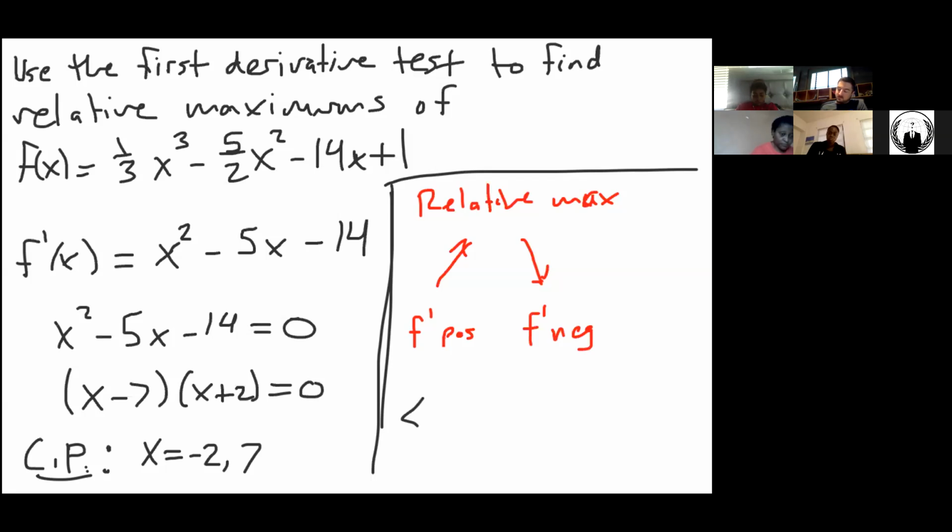So just consider a chart for my derivative, and the points that I need to consider here are my critical points, where my derivative is equal to 0, at -2 and at 7. And I just want to look at the sign of the derivative for everything to the left of -2, between -2 and 7, and then to the right of 7.